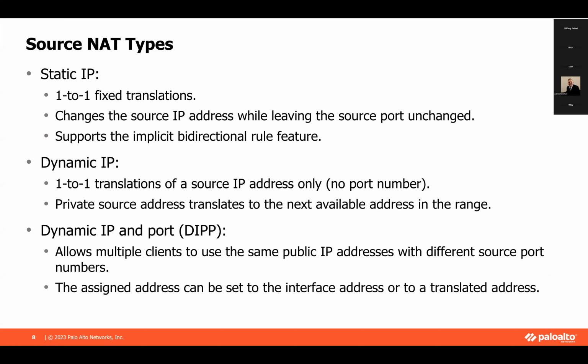Dynamic IP, that's your one-to-one translations of a source IP address only, not the port number. And therefore, you can have private source address translations to the next available address in the range. Essentially, we give it a range of public IPs, and it just kind of keeps rotating through as it goes through, right? The first one's handy because we don't have to do anything to do with ports.